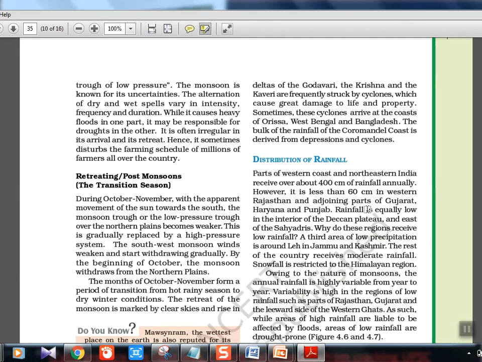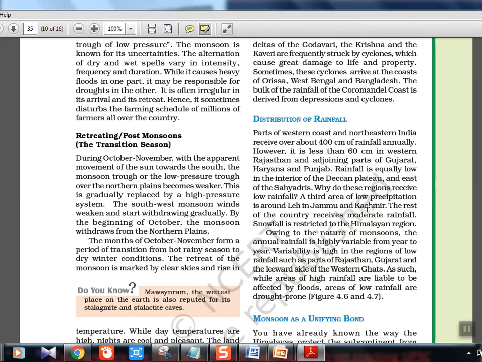Retreating monsoon is the returning during October-November with the apparent movement of the sun towards the south. The monsoon trough, or the low pressure trough over the northern plains, becomes weaker. Because of the apparent movement of the sun, that ITCZ will again move down. It is gradually replaced by a high pressure system. The southwest monsoon winds weaken and start withdrawing gradually. By the beginning of October, the monsoon withdraws from the northern plains. We saw that in the map. By December it will go from the entire India.